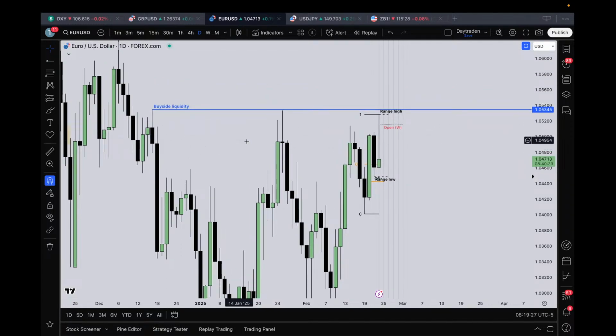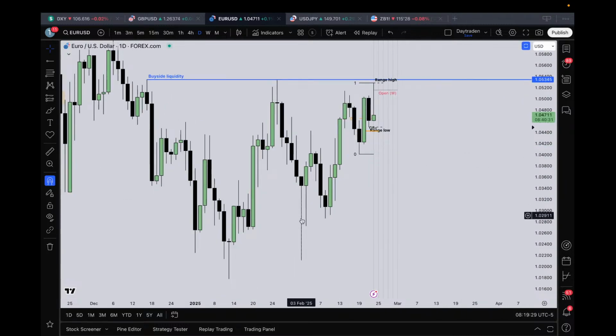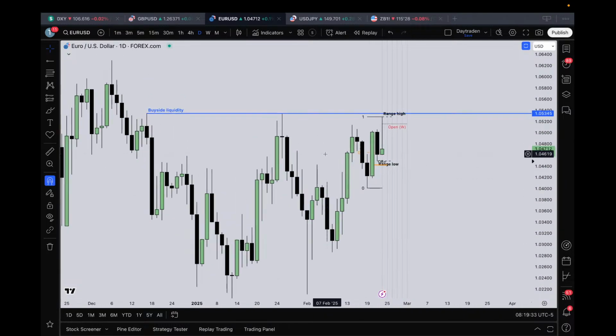What is the overall draw on liquidity on a daily? We can see that we are clearly in bullish order flow and that we have established a lot of engineered buy side liquidity right over here. And I am looking for price to trade towards the relative equal highs over here at 1.05345.